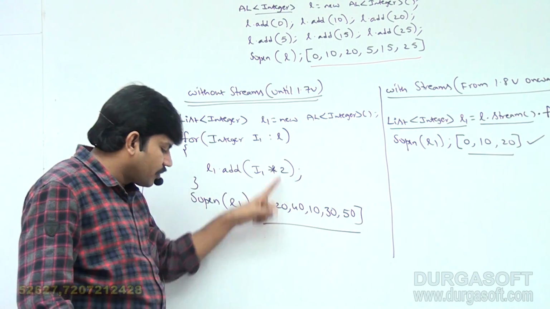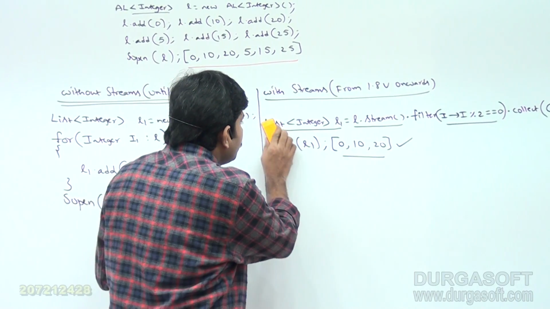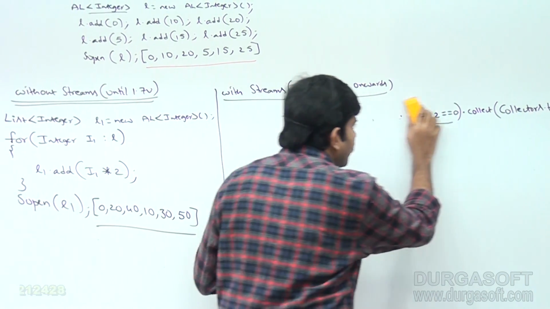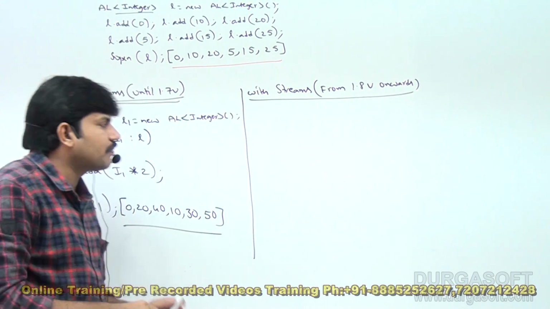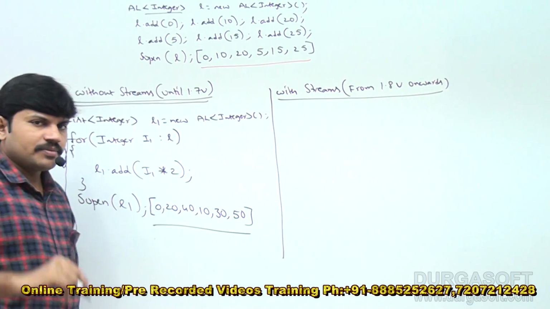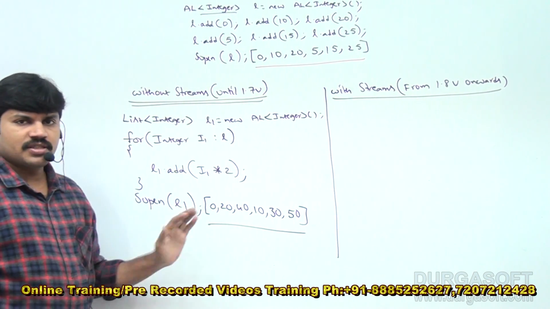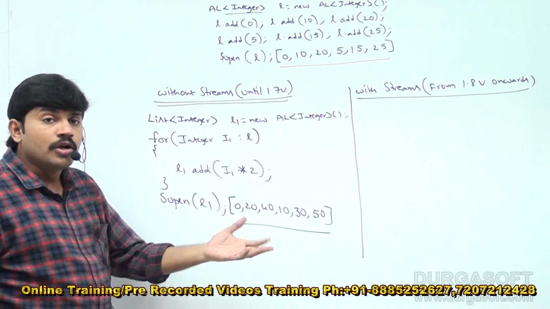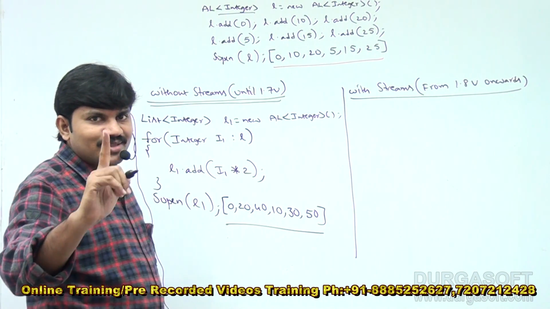Without the streams, how can you write the code? Now my requirement is to use the streams concept. How can we use the streams concept to do the same? Have you observed how much code I wrote? Almost 5 or 6 lines of code. But with streams, how many lines of code are required? One line is more than enough.